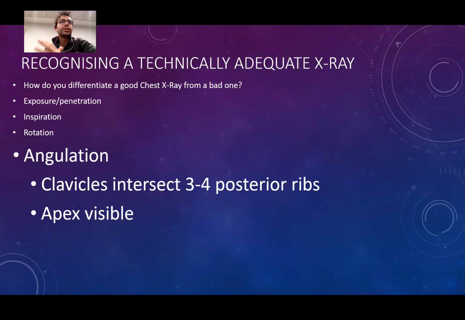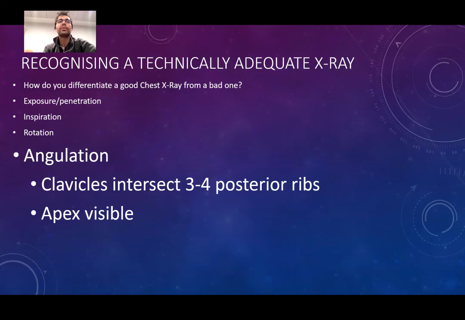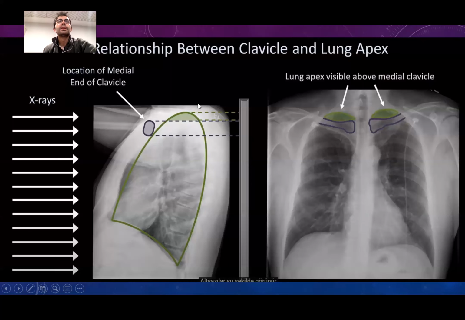And that's called angulation. The names are not strictly important. You can call them something else. It's basically the rotation in the other axis, we can say that. To evaluate that, we should look at the clavicles, and the clavicles should intersect the third and fourth ribs on the posterior side. Also, the lung apexes should be visible. You can use one of them, which is enough.